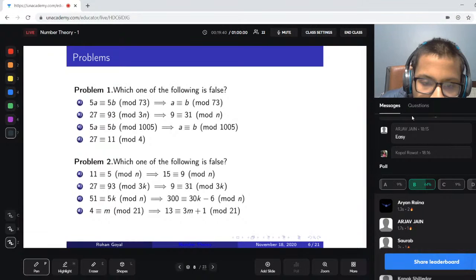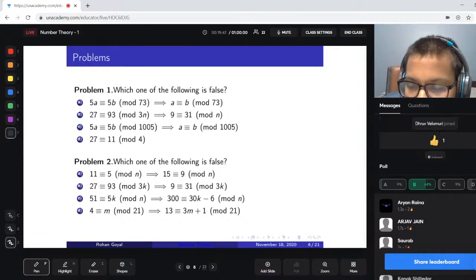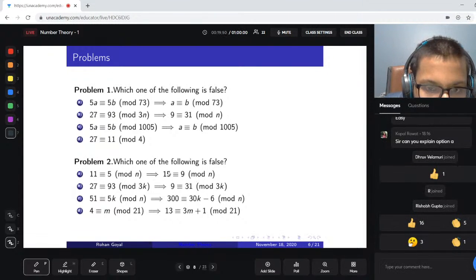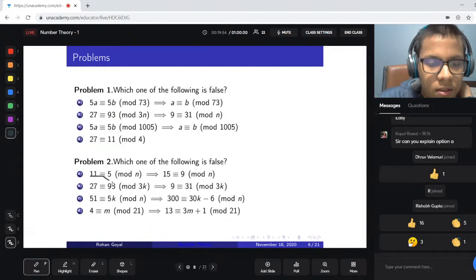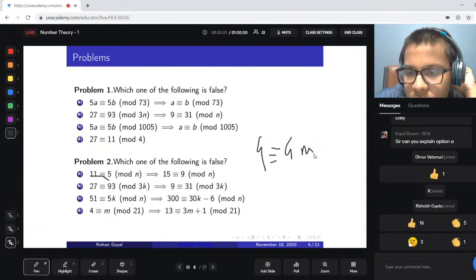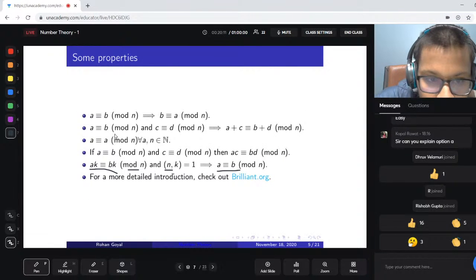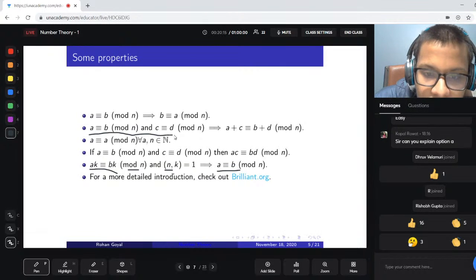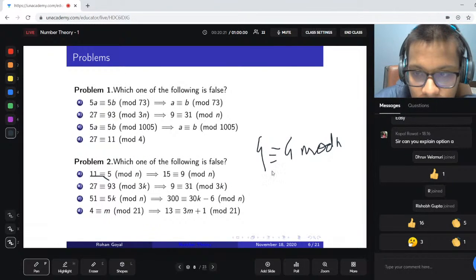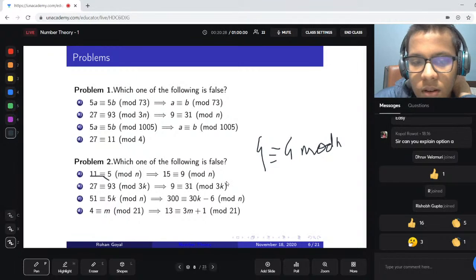Okay, there's still some things. Some of you still don't understand. I'll try to explain. So, first problem. We know that 4 is congruent to 4 mod any n, right? Because n divides 0, all numbers divide 0. So by this rule, if A is congruent to B mod n and C is congruent to D mod n, we have A plus C is congruent to B plus D mod n. So I can add 4 to both sides. So 15 is congruent to 9 mod n.